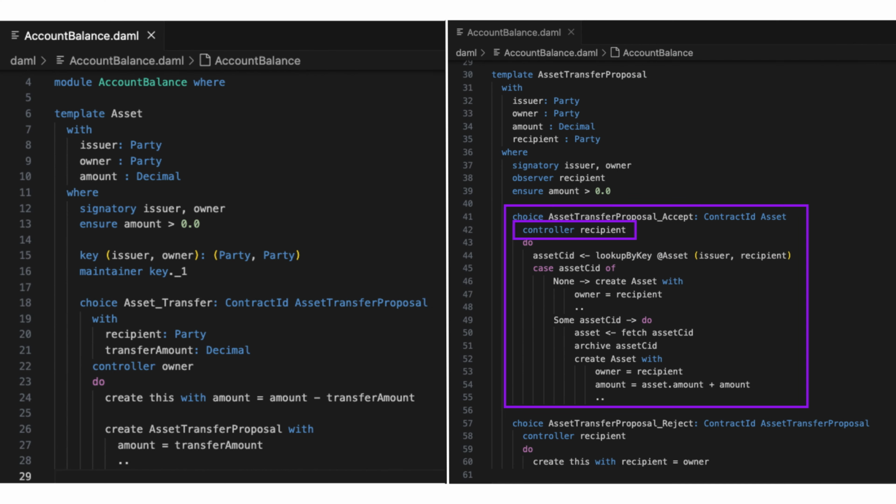In other words, when Bob exercised the asset transfer proposal accept choice on the contract, where Alice and UB are signatories, the $100 asset contract was fetched in the body of the choice. On the $100 asset, UB is still an issuer, one of the signatories, but Alice is not a stakeholder of the fetched contract in any way. Therefore, the contract is considered to have been divulged to Alice.